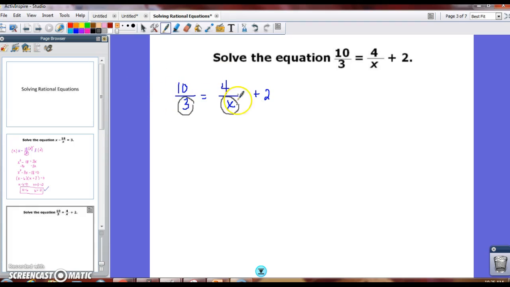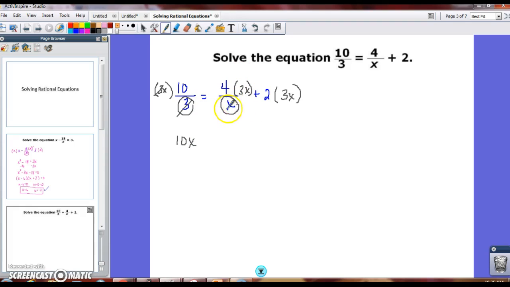Okay, so I'm going to multiply each term by that common denominator. So I'm going to multiply this term by 3x. I'm going to multiply this term by 3x. And I'm going to multiply this term by 3x. Every single term in the equation is multiplied by that common denominator. Now watch. Here I have a 3 in the numerator and a 3 in the denominator, so the 3's will cancel, but I still have x times 10, which leaves me with 10x.